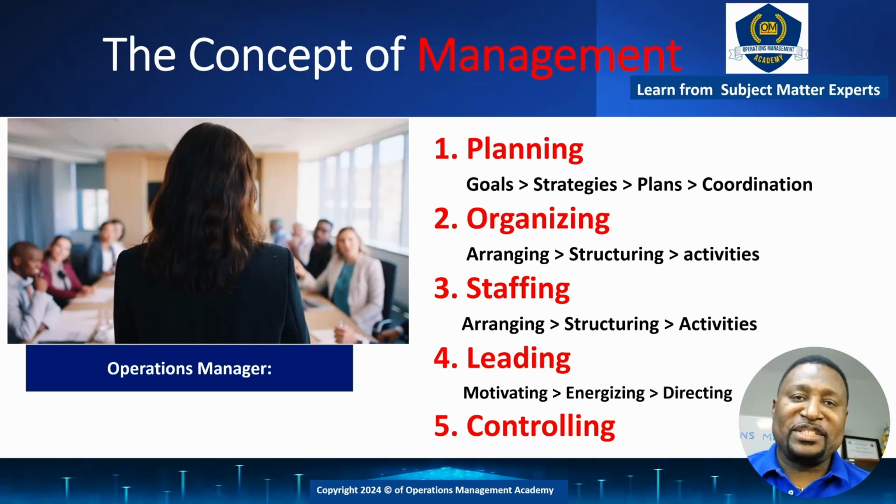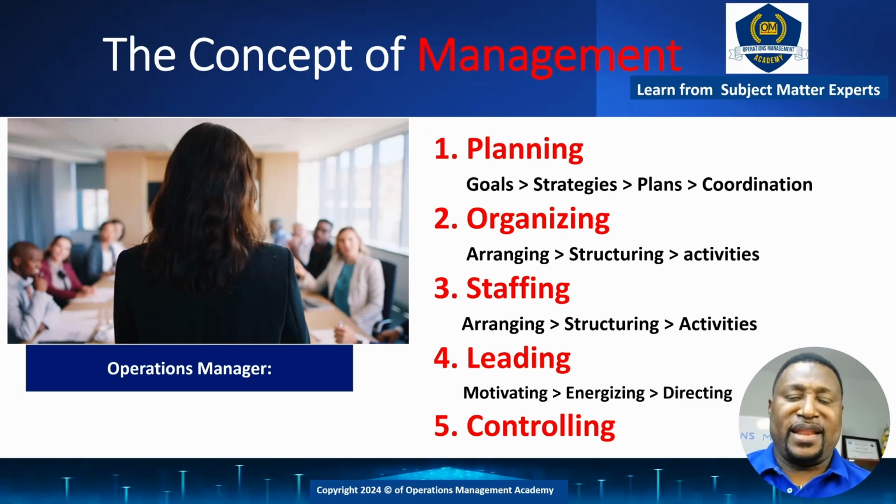So management is all about, first, planning. What does planning mean? We set the goals, what we want to achieve, and then we formulate strategy to achieve our goal. And then the third thing in planning is developing plans. So planning is not just developing plans. It's first setting the goals. Second, formulating strategy to achieve the goals. Third, developing plans to coordinate and integrate activity to achieve the goals.